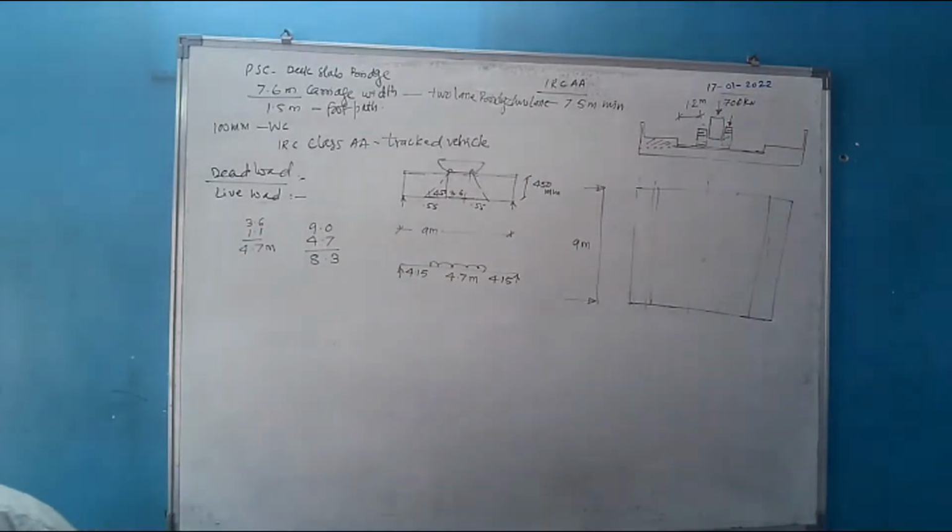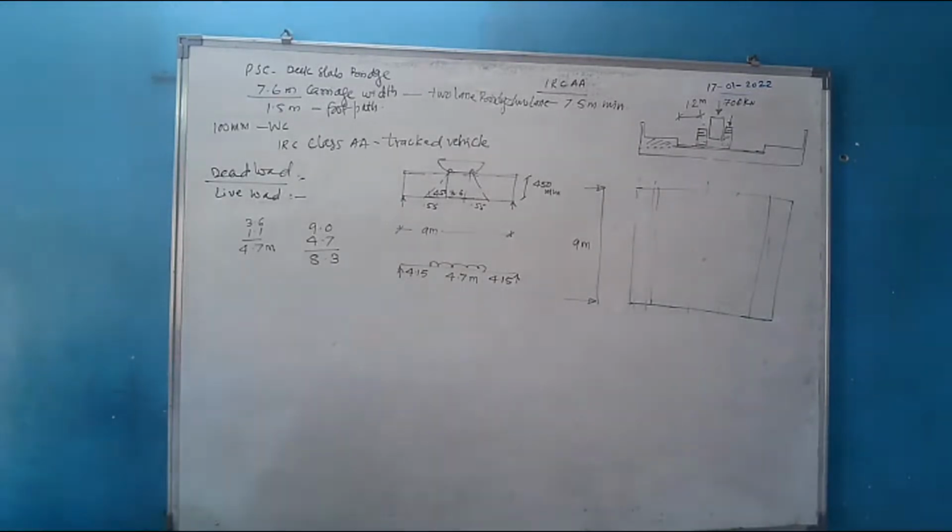Where did you get this value from? From the annexure of IRC 6. If you refer to the annexure of IRC 6, the guidelines are available there for IRC class AA tracked vehicle. It is available on page number 87. What is given here? It is on page number 87 below figure A1. It is note 4. Class A loading is applicable only for the bridges having the carriageway width of 5.3 meter and above.